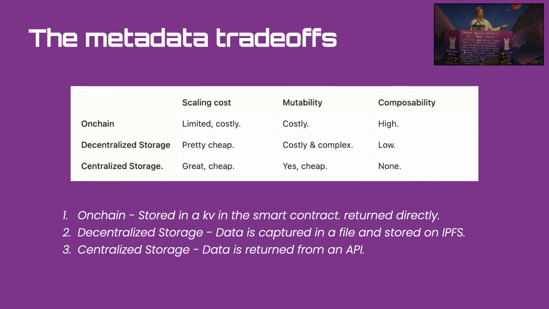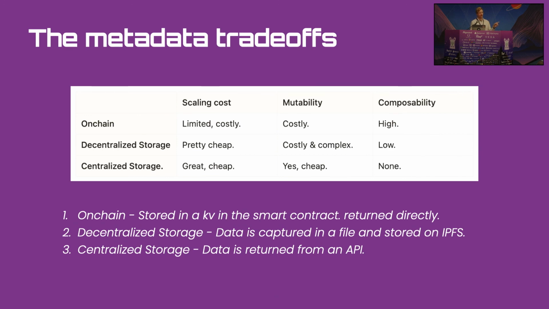So the way this works is you create those metadata payloads as static files, and then you put them on IPFS. You go to Infura or Pinata, and you have them pin that file for you, and then you get that token URI. Well, this actually introduces more problems. It's great for scaling because it's pretty cheap, but it makes mutability not only costly now, but complex.